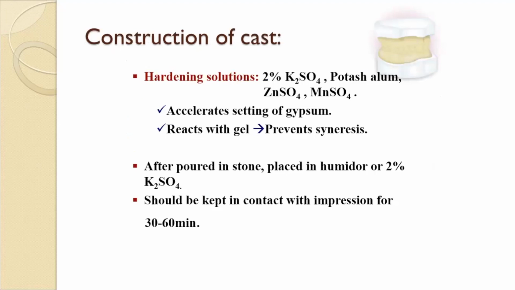Then coming to the construction of the cast. The hardening solution is 2% potassium sulfate. Like I told earlier, potash alum could be used, zinc sulfate, magnesium sulfate can be used, as these all accelerate the setting of gypsum. And it reacts with your gel and prevents syneresis.